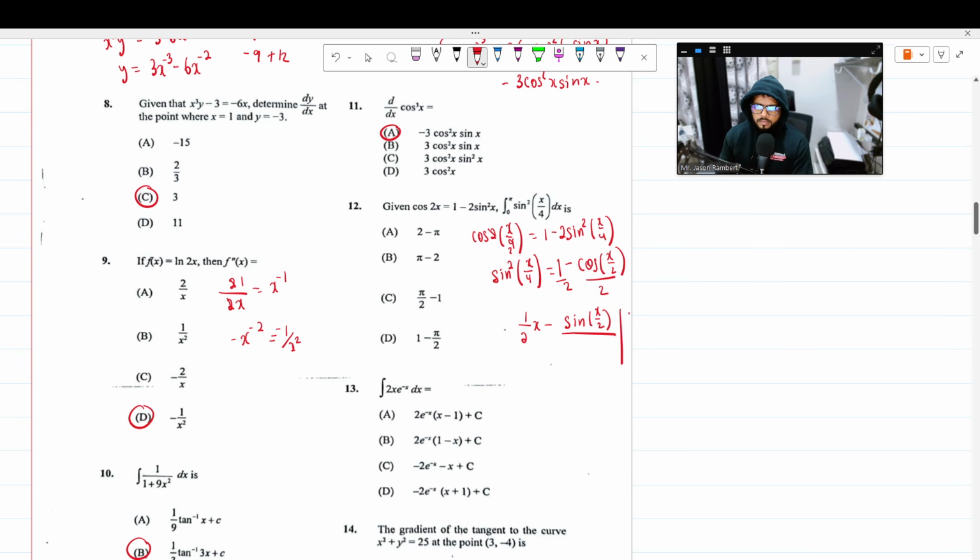And this is evaluated between pi and 0. When I plug in 0, again 0, when I plug in pi, I'm going to get pi on 2, take away sine of pi on 2, which is 1, so pi on 2 take away 1 is my answer.